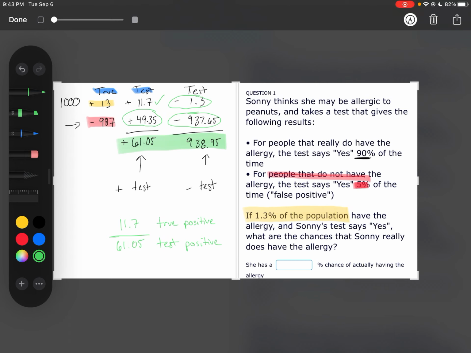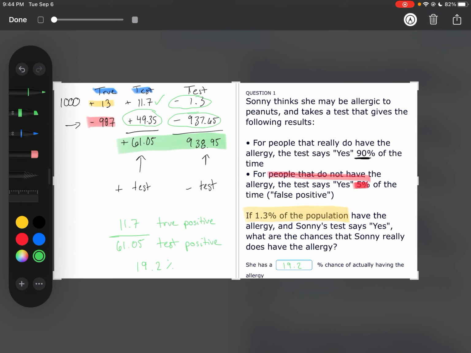So our percent chance is we just take these things and divide them. So 11.7 divided by 61.05, and that gets us 0.19, which we'll round to 19.2%. So 19.2% chance that you are actually allergic to peanuts if a test tells you that you are allergic to peanuts. So some good advice here, depending on the accuracy of testing. If you test positive for something, maybe it's not 100% likely that you actually have the thing that you've tested for. So in this case, Sunny testing for peanuts, if it comes back with a yes, that actually only means there's less than a 20% chance that you are actually, in fact, allergic to peanuts.